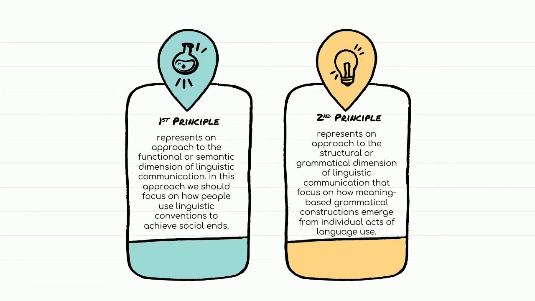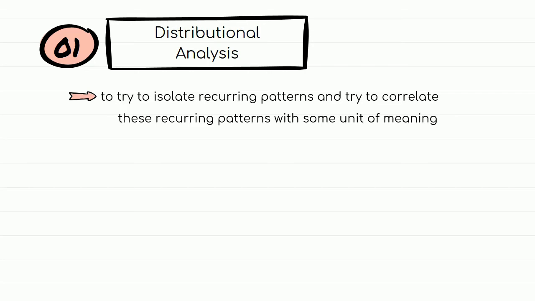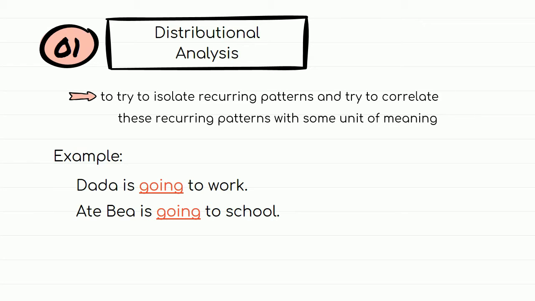Now, we have four sets of skills that are of central importance in the usage-based model. The first set of skills would be the distributional analysis. Here, the child tries to isolate recurring patterns and correlate these recurring patterns with some unit of meaning. For example, the sentence, Dada is going to work. Then, Ate Bea is going to work. Lastly, Mommy is going to work.